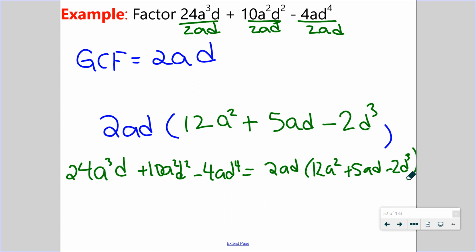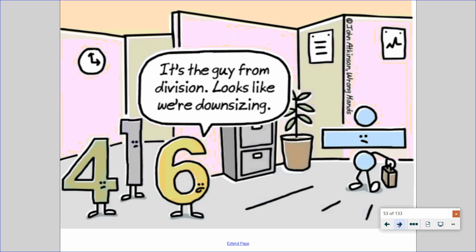So factoring is really all about division. They said, oh, here comes division. It's that guy from division. Looks like we're downsizing because division makes it smaller. So factoring polynomials, because it's all about division, is really downsizing polynomials. So I hope this video helped, and I look forward to seeing you guys for the next one.